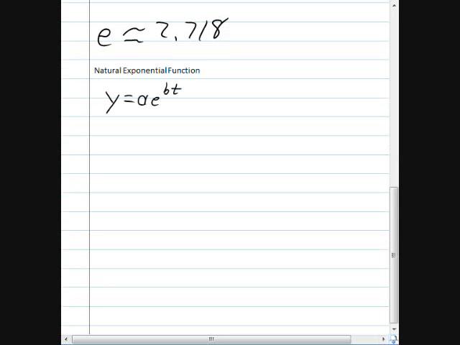Like the irrational number pi, there is another irrational number that we have a special letter for, e. E is approximately equal to 2.718. This number e is the base of the natural exponential function, y equals a e to the b times t. It turns out that by choosing a and b appropriately, we can create any exponential function we want. For example, y equals 2 to the t. We could create that exponential function using the natural base, but we'd have to choose a and b appropriately, and those choices require a discussion of logarithms. We'll begin by talking about what a logarithm is.